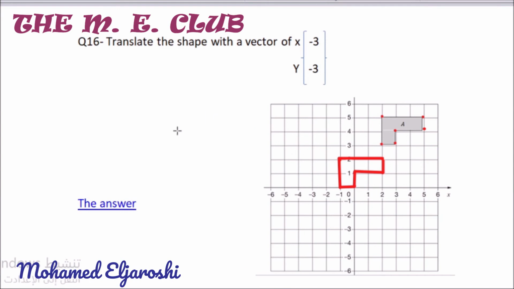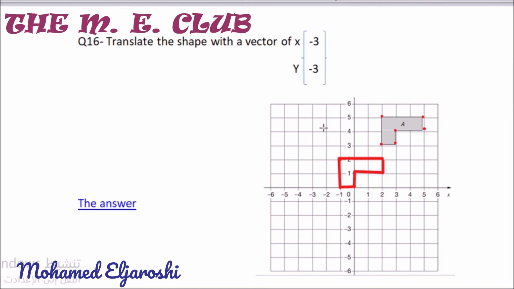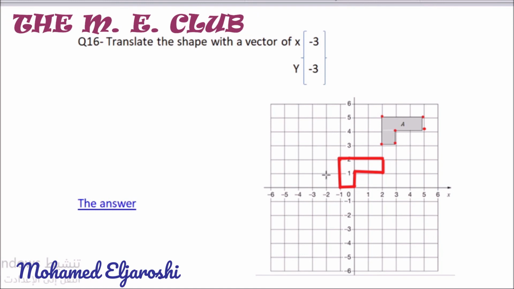And this is the answer to this question. Translate the shape with a vector of x minus 3 or negative 3, y negative 3. We move the shape 3 steps to the negative x and 3 steps to the negative y.